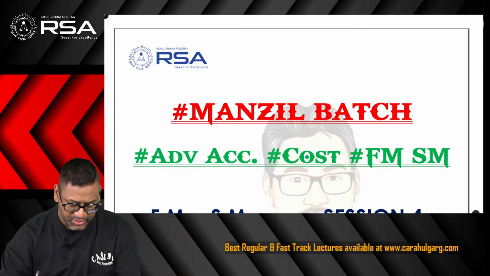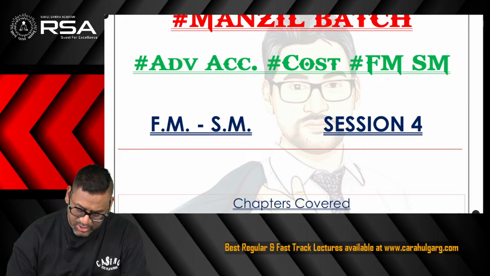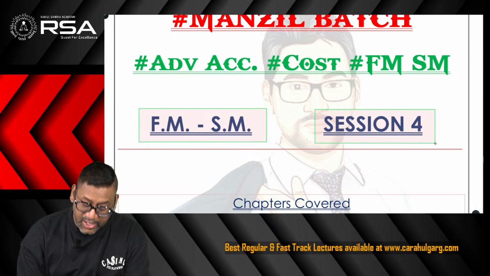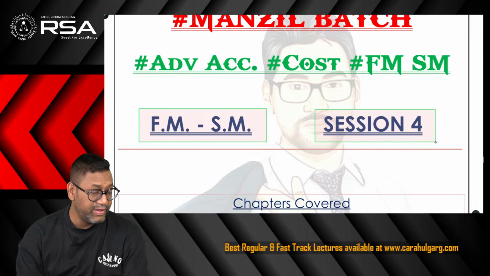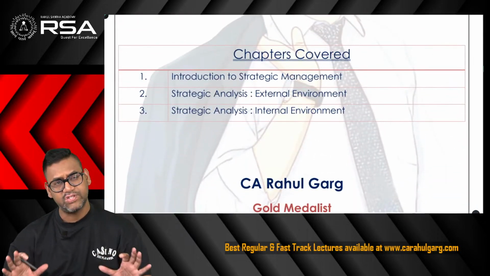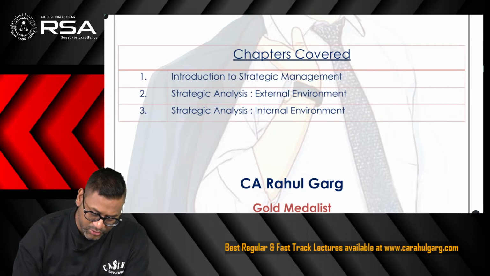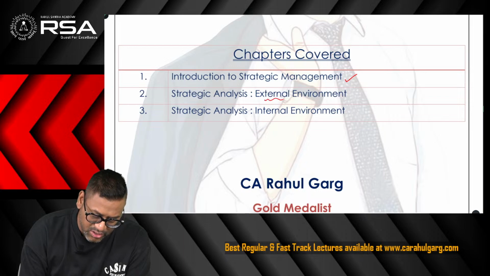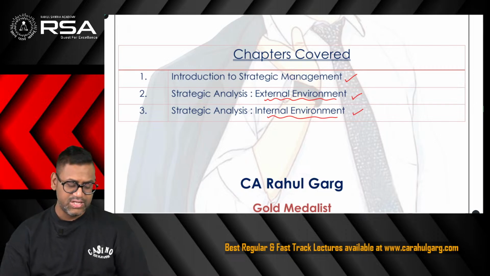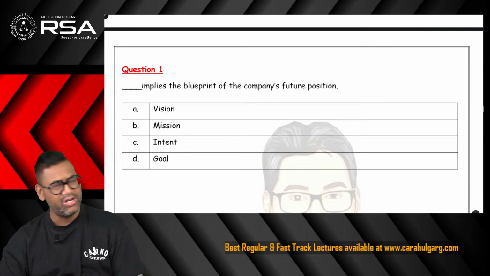So as I said, FMSM session number 4 today. Let us do the marking and everybody will be with me. We shall do a brainstorming session with each and every MCQ, so that you may know what you are thinking versus what is correct. FMSM session number 4, chapters covered: there are total 5 chapters in strategic management, out of which we are dealing with the first 3 today. That is introduction of strategic management, the external environment analysis, and the internal environment analysis. So these 3 chapters' MCQs we will be taking up today, and we'll try to touch upon the maximum parts we can.